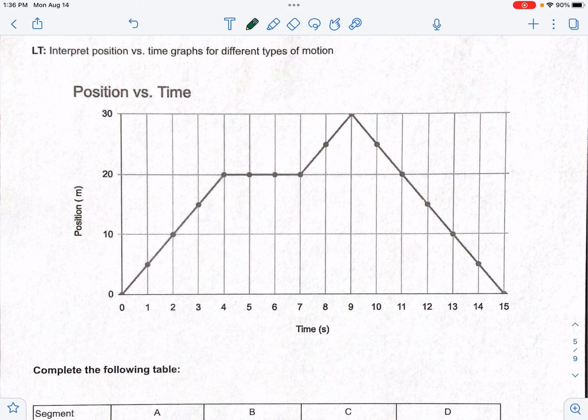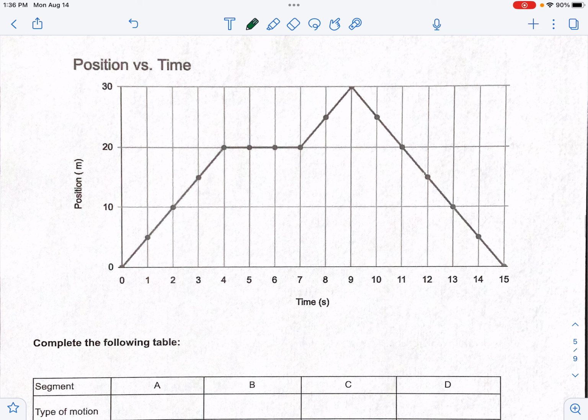Okay, so this video is going to go over pages 10 through 14. We're going to look a little more deeply into position versus time graphs. We're going to start off with this graph here, and I'm going to go ahead and label our parts of the graph. I have line A, line B, line C, and line D.